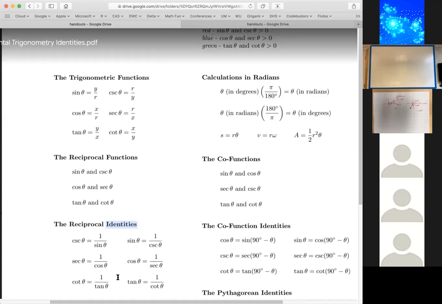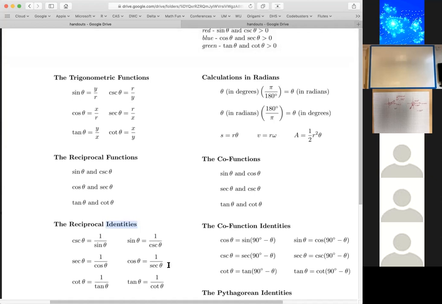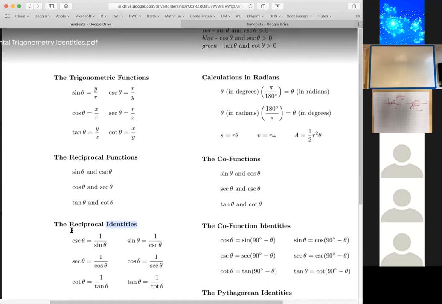And there are 6 reciprocal identities. Secant is the reciprocal of cosine. So you write secant is 1 over cosine. But you could also write cosine is 1 over secant. So we're going to go through reciprocal identities. Later, I'll tell you what the co-function identities are. Not today.